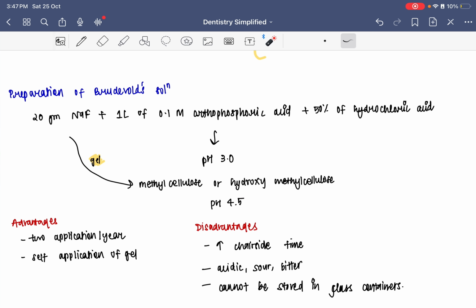What are the advantages? You only have to come twice in a year, and you can also do self application of the gel when the patient is uncomfortable or not cooperative. Disadvantages: there is an increased chair side time. It is acidic, sour or bitter, and it cannot be stored in a glass container.